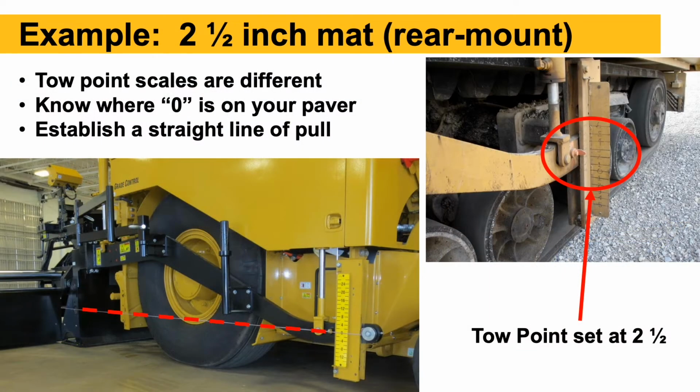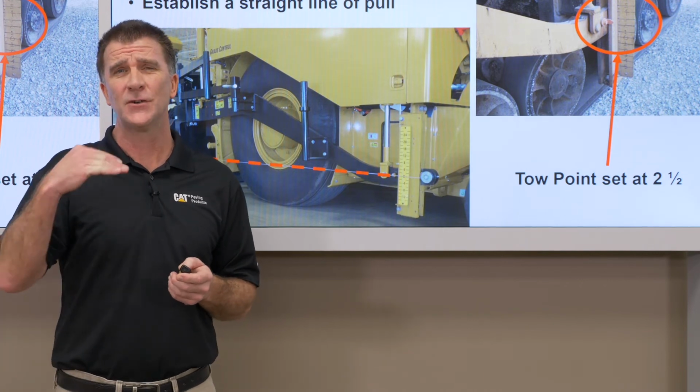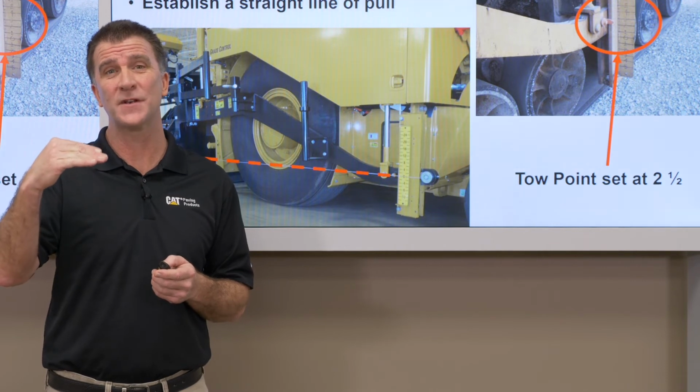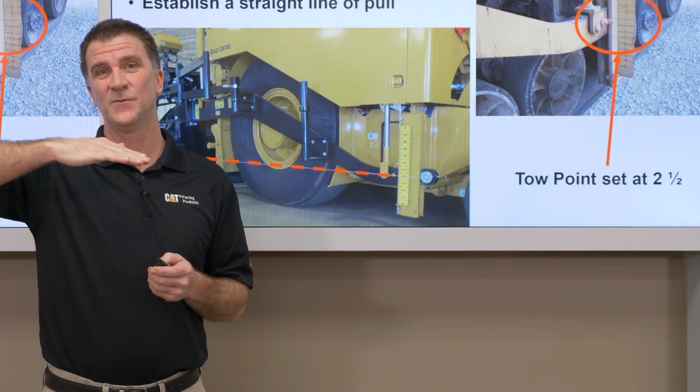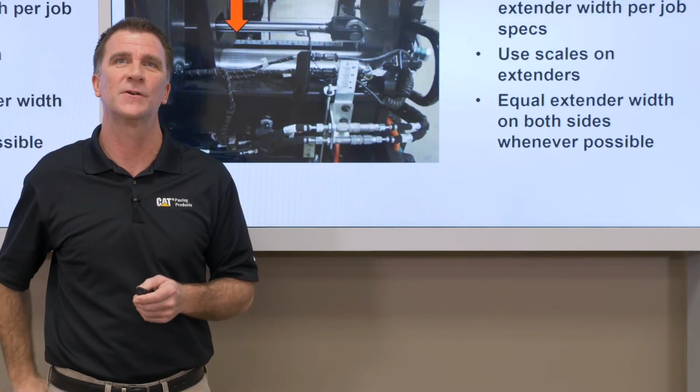This slide here is just showing an example. So a 2.5-inch mat is what we want to put down. Again, toe point scales are different on every make or model of paver, so you need to figure out where that straight line of pull is on your machine. But the goal here is setting those toe points to establish that straight line of pull. All these steps, 1 to 6, are done with the screed up in the air off the ground. So just keep that in mind as we're going through here.